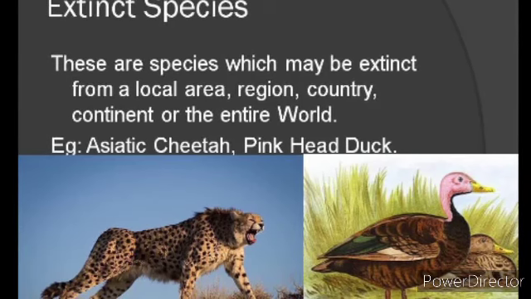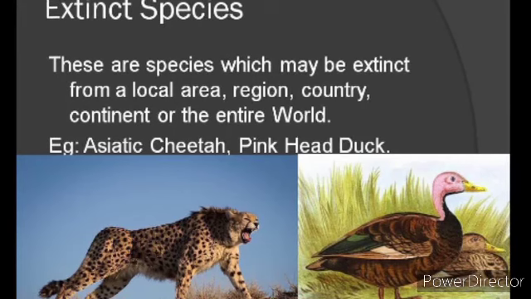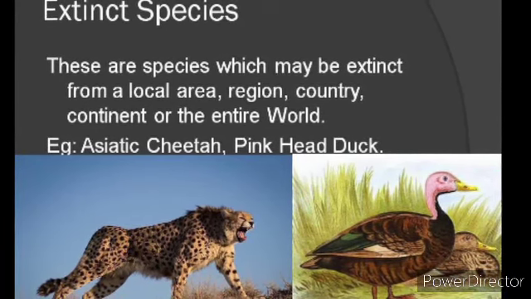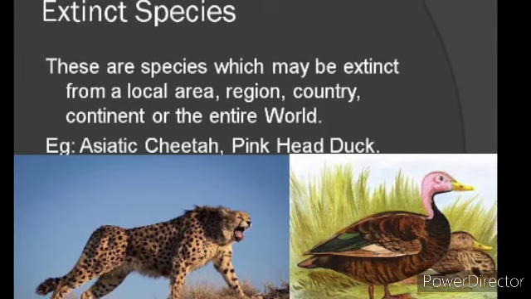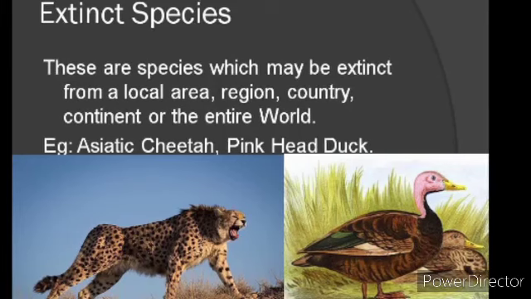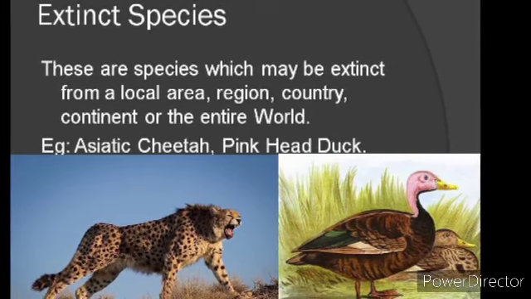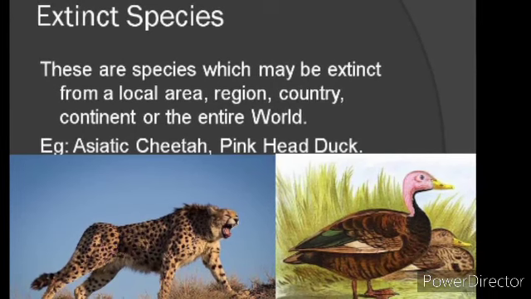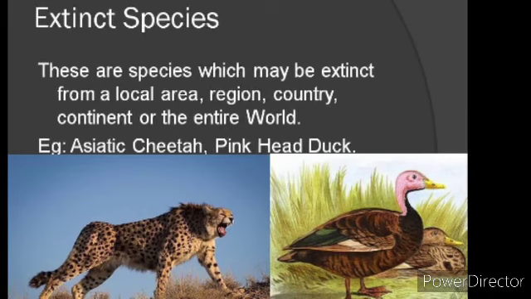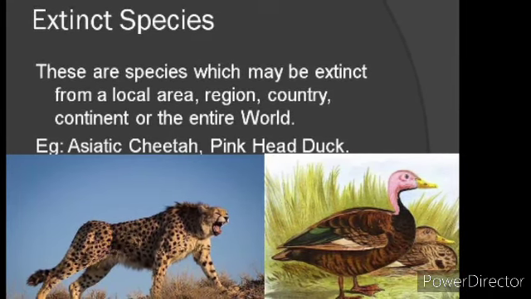What is an extinct species? These are species which are not found after searches of known or likely areas where they may occur. They are not found in any area at all. Usually, where they used to occur, they are not found there. A species may be extinct from a local area, region, country, continent, or the entire earth. Examples of such Indian animals are the Asiatic cheetah and the pink-head duck.